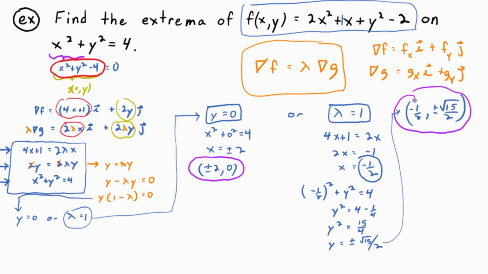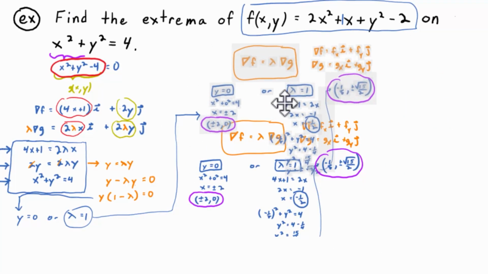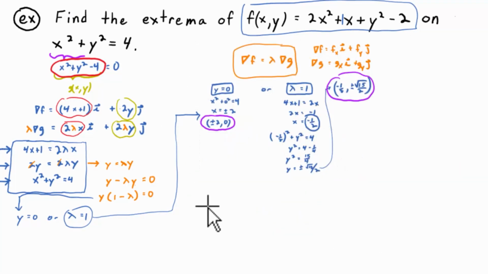I've exhausted all the possibilities, you guys. There's only two cases, y equals 0 or lambda equals 1. I looked at all the possibilities in both cases. I've found my critical points. So here's what I want to do. I'll bet I can shrink all of this and you guys will still be able to see it. Okay. So now we'll have enough room to finish without scrolling down.